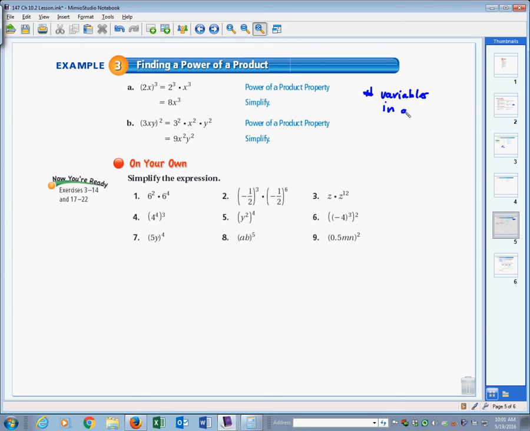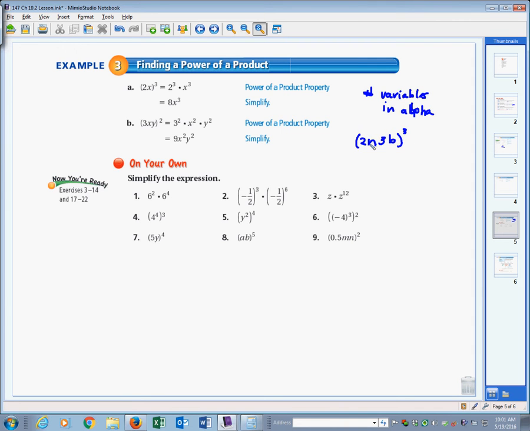Okay? So alphabetical order. Let's say, for example, that's a really good question. Let's say that we had 2 and 3x. No, let's not do x. Let's do 3b, to the third power. How would I write that out?